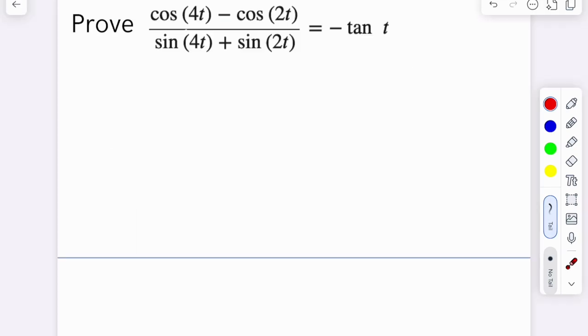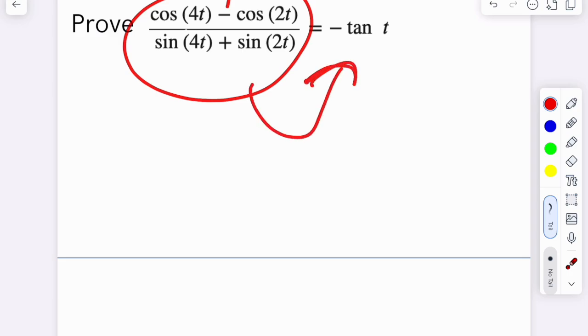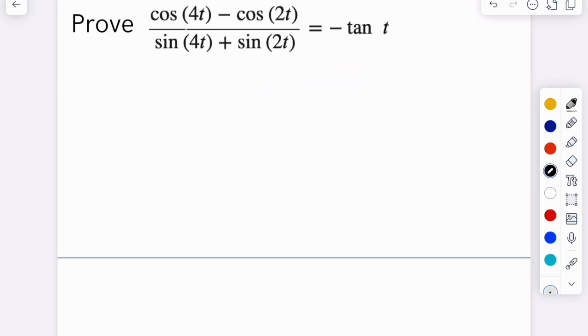Alright guys, so now we've got a bit more of a realistic example, okay, where you'll be asked to prove an identity. So let's look at this. We've got cos 4t minus cos 2t over sine 4t plus sine 2t is equal to negative tan t. Okay, so we have to decide now which side is going to give us the next one, right? And expanding negative tan t to get to this is going to be very difficult. It's not impossible. But getting from here to here looks a little bit more manageable. So let's start with left hand side.